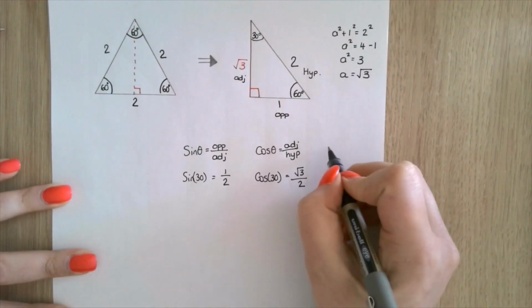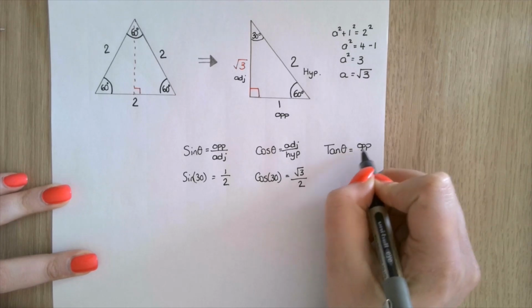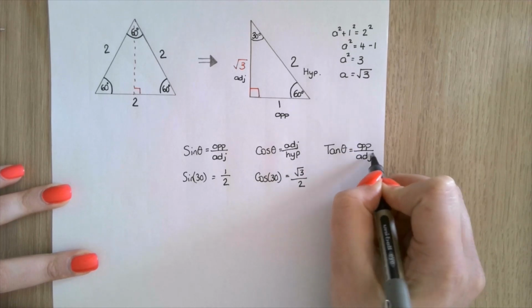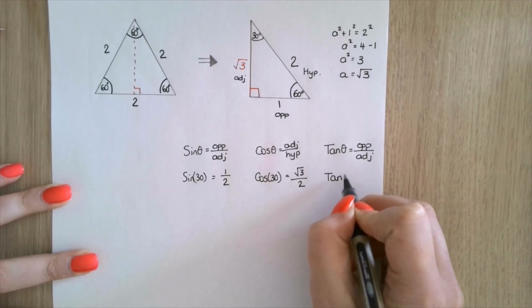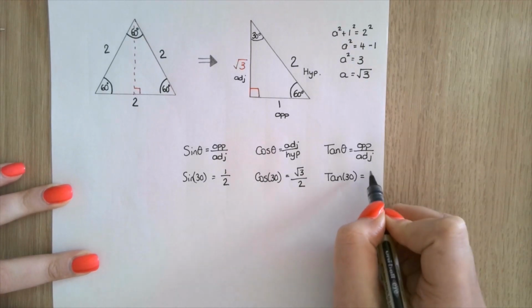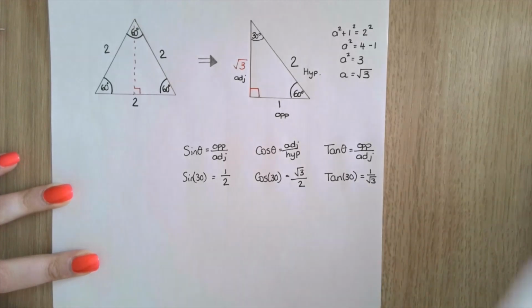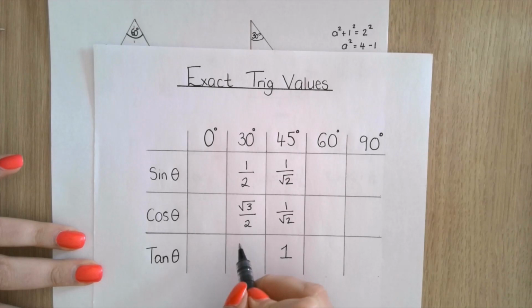And finally for tan, tan theta is my opposite over my adjacent. So tan 30 equals 1 over root 3. Tan of 30, 1 over root 3.